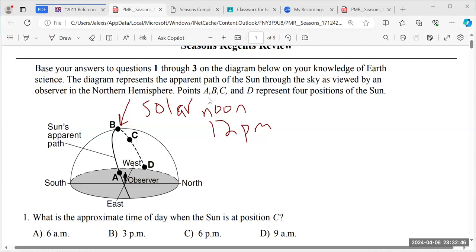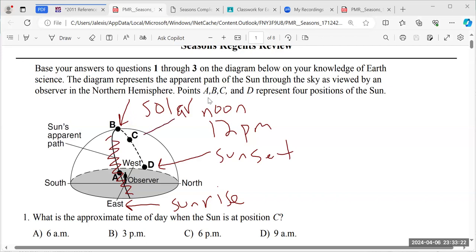Keep in mind that the sun rises somewhere on the east side, right? Sometimes it could be in the northeast, it could be directly east, sometimes it could be southeast. And we know that the sun sets somewhere on the western side, right? So I know for a fact that everything below B is going to be before 12 p.m. Everything after B is going to be after 12 p.m.